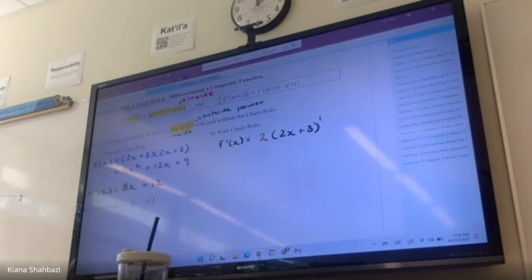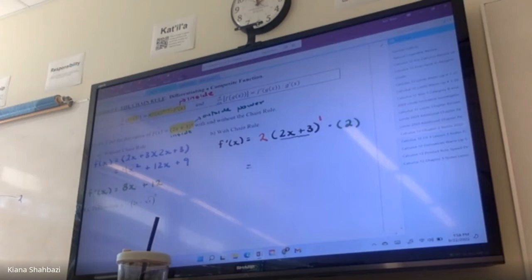Now, what's the inside function? 2x plus 3. Right, so what's the derivative of 2x plus 3? 2. Right, so you multiply it by that 2. And that right there is the whole n times f of x to the power of n minus 1 times f prime of x. Now, this is correct.